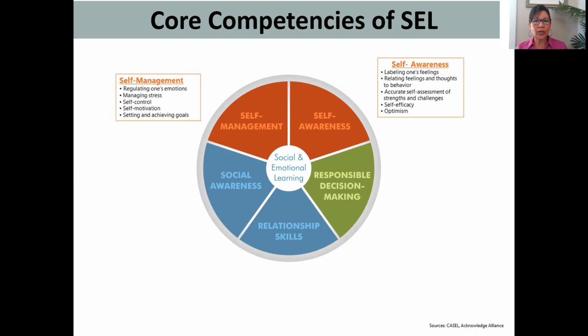The second core component of social emotional learning is management, being able to have that control over our emotions instead of, as I said earlier, our emotions controlling us. Having the strategies and skills to effectively manage our stress, having that control and agency, being able to motivate ourselves, and then setting and achieving our goals.